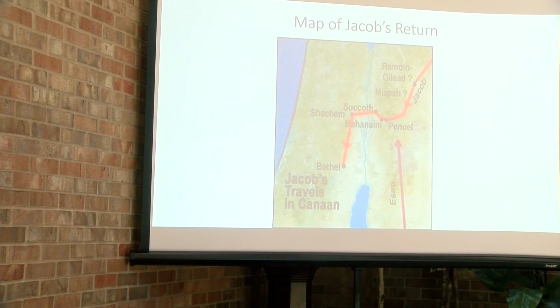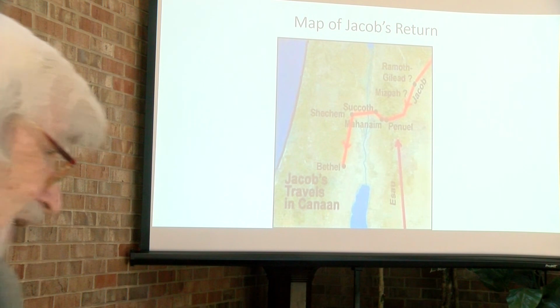Here's Mahanaim, this little city here. This is where apparently Jacob had settled down for a while with his flocks. Succoth is not very far away from there, but it's still on the other side of the Jordan River. See the Jordan River here? This map doesn't show it, but there's another river going right through that area called the Jabbok.